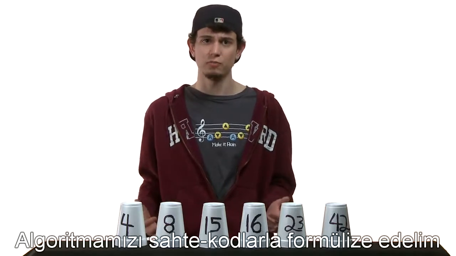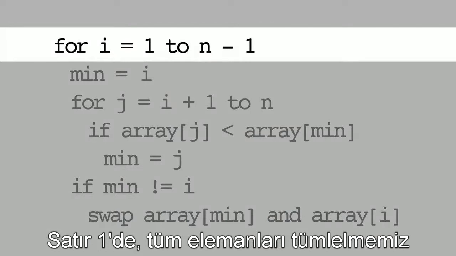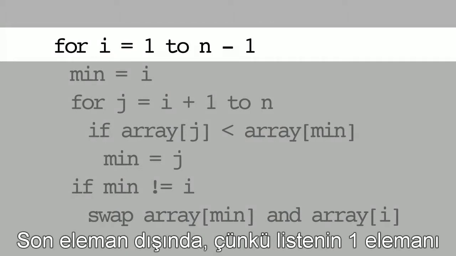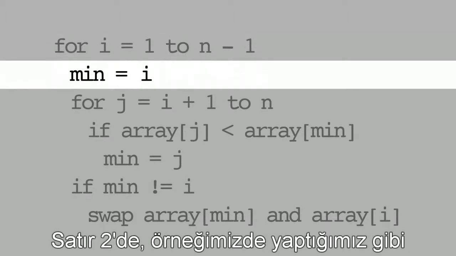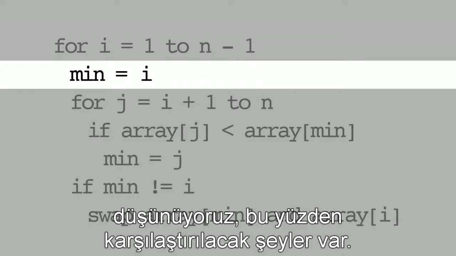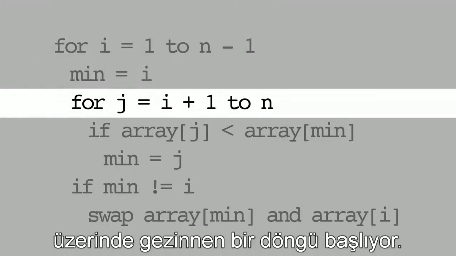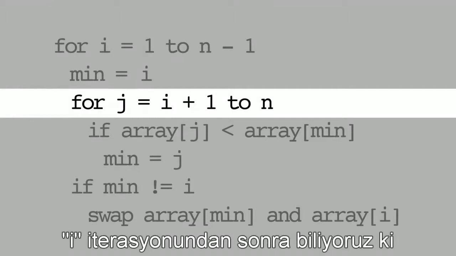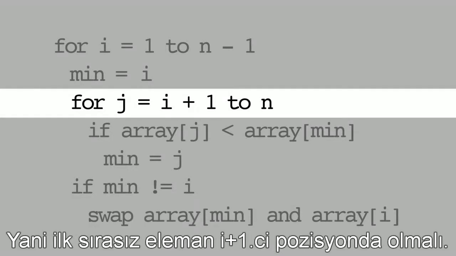Let's now formalize our algorithm with some pseudocode. On line 1, we can see that we need to iterate over every element of the list except the last element, since a one-element list is already sorted. On line 2, we consider the first element of the unsorted portion of the list to be the minimum, as we did with our example, so we have something to compare to. Line 3 begins a second loop, in which we iterate over each unsorted element. We know that after i iterations, the sorted portion of our list must have i elements in it, since each step sorts one element, so the first unsorted element must be in position i plus 1.